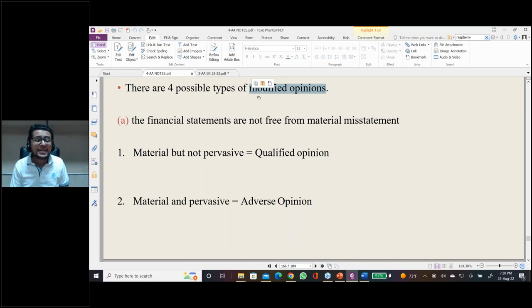But if the misstatement is material and pervasive, you can't say apart from this, apart from that. So if there are many material misstatements, or if the misstatement itself is a huge one and it has a huge impact and it transforms the year end profit into loss, or it renders the financial statements completely meaningless, you will go for the material and pervasive situation called adverse opinion. So qualified opinion because of a material misstatement but not a pervasive one. Adverse opinion because of the misstatement being both material and pervasive.